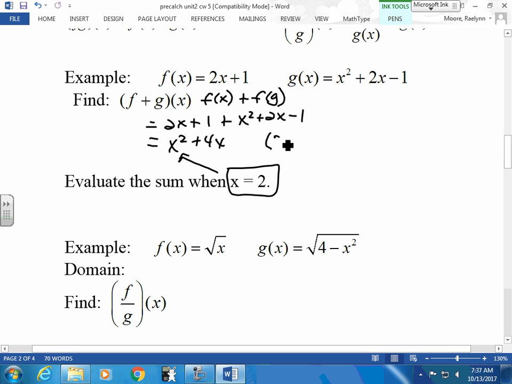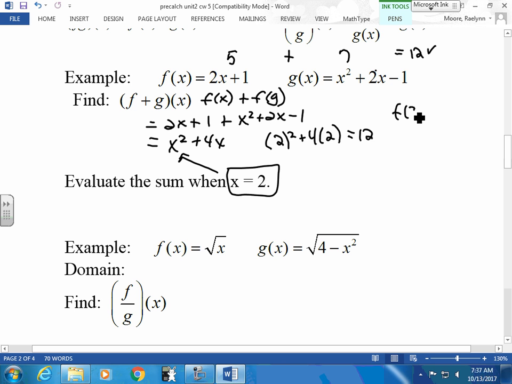So when I substitute it in here, this gives me 4 plus 8. This gives me 12. If I put a 2 in here, this gives me 4 plus 1, 5. 4 plus 4, 8 minus 1, 7. If I add the 5 and 7, I get 12. It's kind of like function notation.